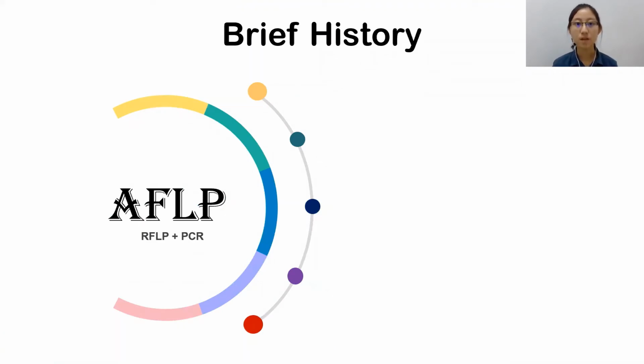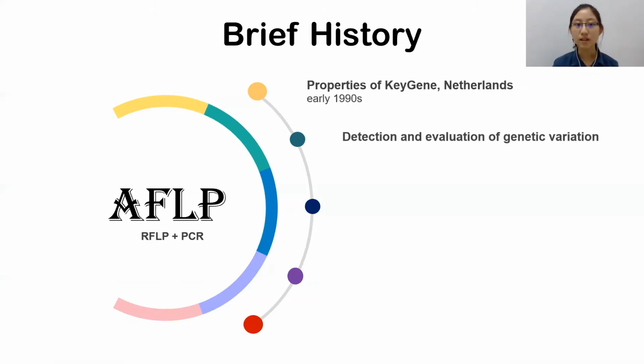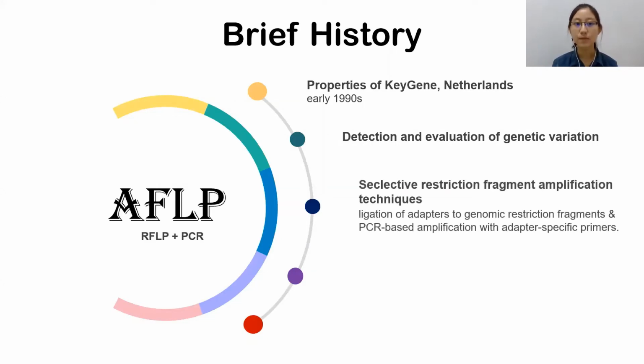AFLP is the PCR-based fingerprinting technique developed by combining the techniques of RFLP and PCR. The AFLP technique was founded by Keygene in the Netherlands, which is a biotechnology company, in the early 1990s. It provides a new powerful tool for the detection and evaluation of genetic variation. AFLP analysis belongs to a category of selective restriction fragment amplification technique, which is based on the ligation of adapters to genomic restriction fragments, followed by a PCR-based amplification with adapter-specific primer.